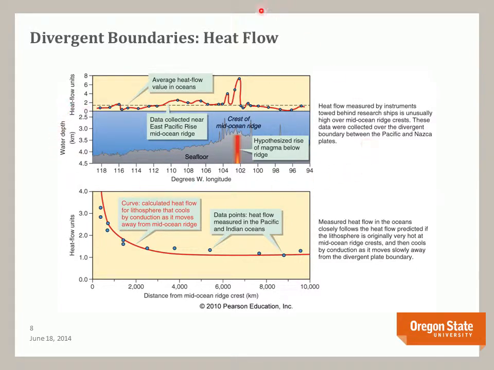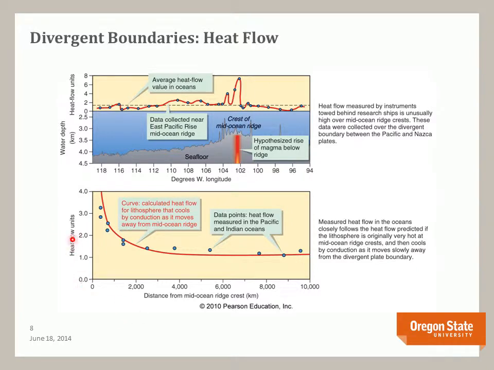Here is a graph, or a model, if you will, of water depth versus degrees longitude and heat flow units. Okay. So if that model is correct, you would expect that you'd have magma rising above liquid rock or mushy rock that's warm, rising above the area at the crest of the mid-ocean ridge. And when you do heat flow measurements across the oceans, you see that you do get increases in heat flow at these boundaries. So this model here is consistent with the data. Let's look at some more data.